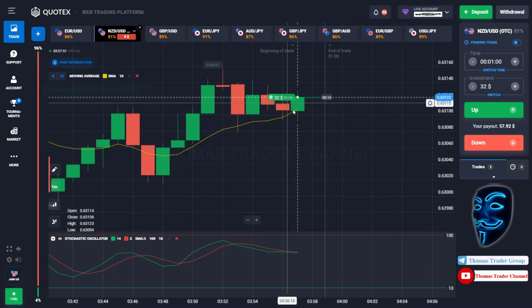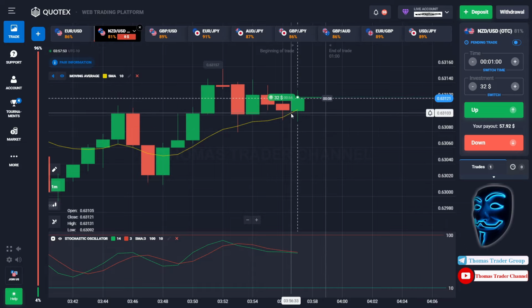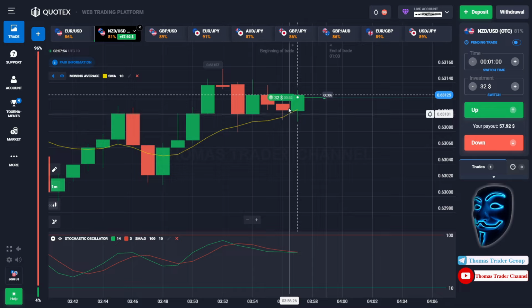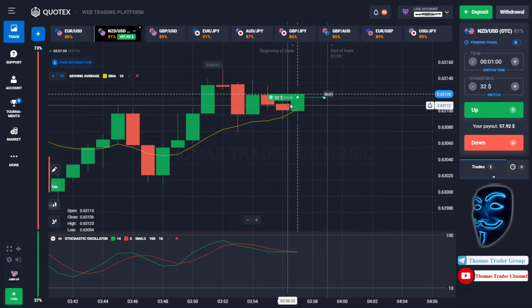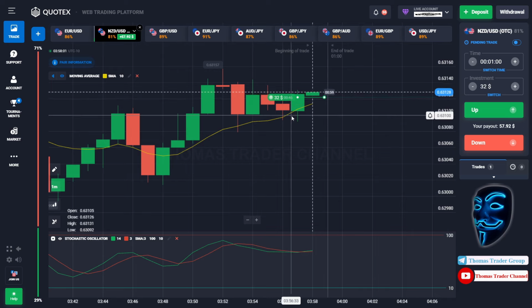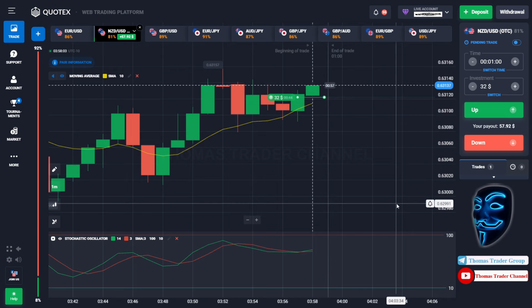Like what I said before, when the market has the moving average line, the market will make a rebound and it will continue the bullish trend. Let's profit and let's wait till the end of our trade.